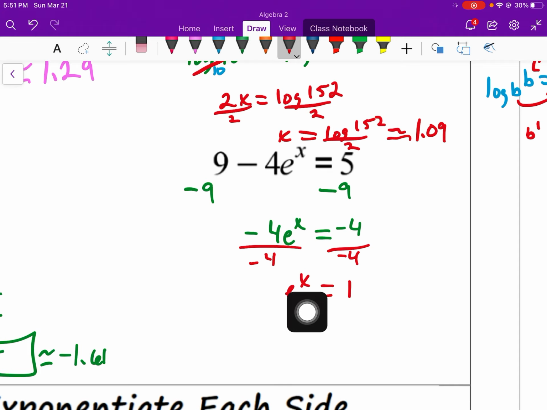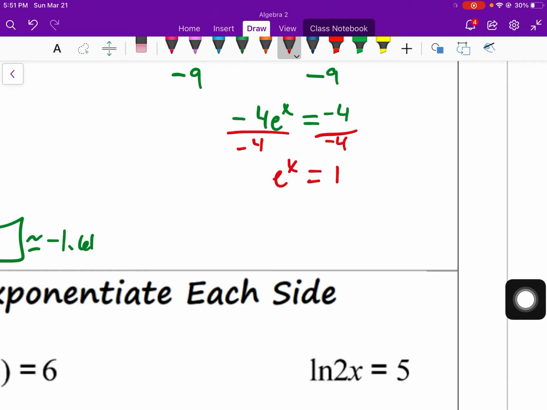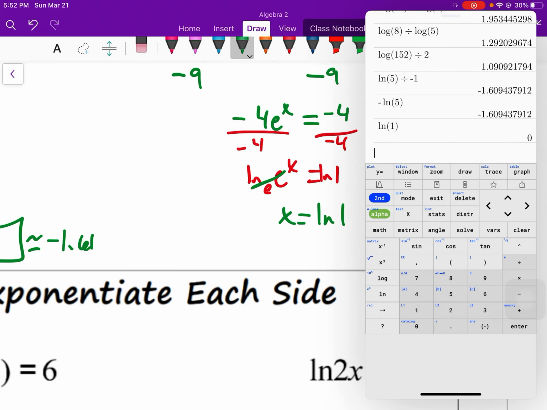You could mentally do this at this point. e to what power is 1? Well, we know anything to the 0th power is 1, so you know x is 0. But let's just continue through and show that it's going to be 0. So the common base would be e, so we need natural log of both sides. So then we also know that this will simplify so that we have x equals the natural log of 1, and we can verify that that's 0. The natural log of 1 is 0.